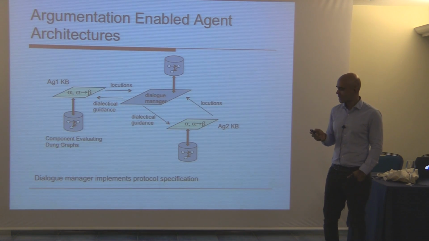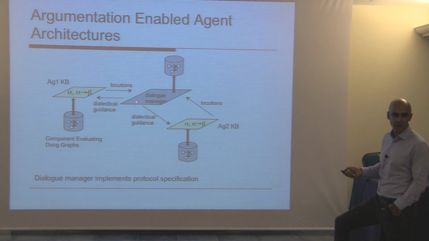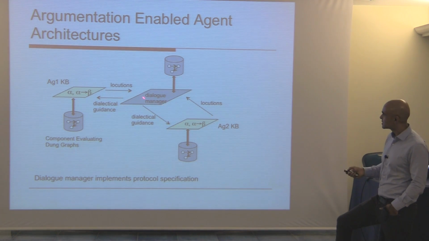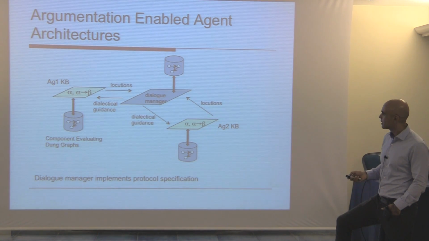Essentially, this is the picture we're looking at. We've got a dialogue manager that implements a protocol. You've got this evaluation of arguments, and you've got locutions between agents, and you've got dialectical guidance. That's the picture.